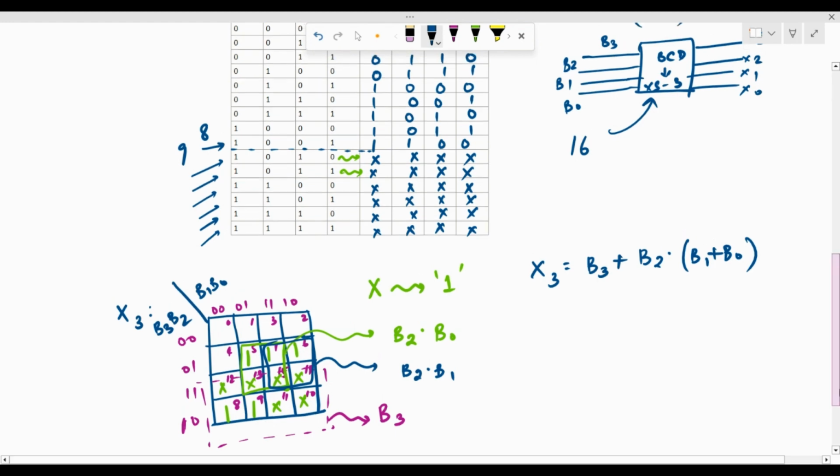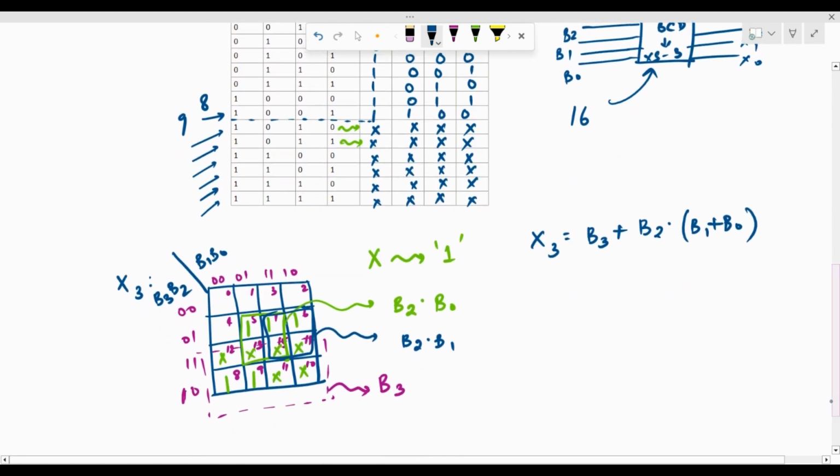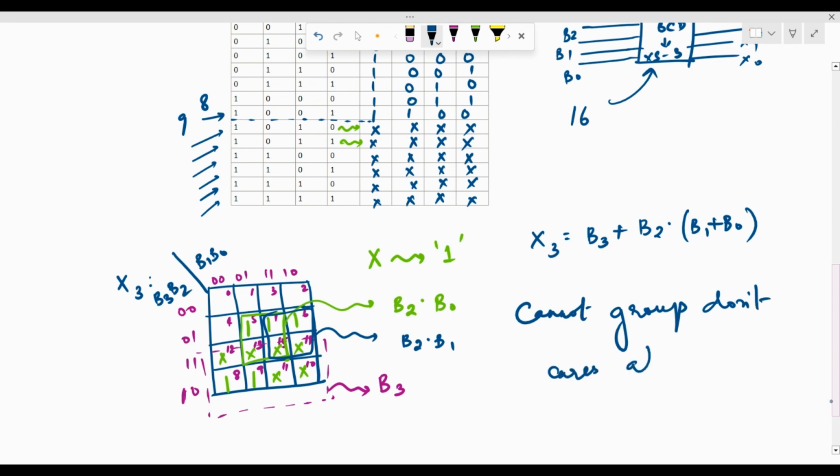If you notice, what has our don't care condition done? It has actually helped us to form larger groups, thereby helping us to simplify or reduce the size of the expression, which in turn will reduce the size of the circuit which we are going to implement. The most important thing that we need to understand is you cannot have a group with only don't care conditions. You cannot group don't cares alone. It should be grouped along with some other minterm or maxterm. It cannot be grouped only as a separate group.